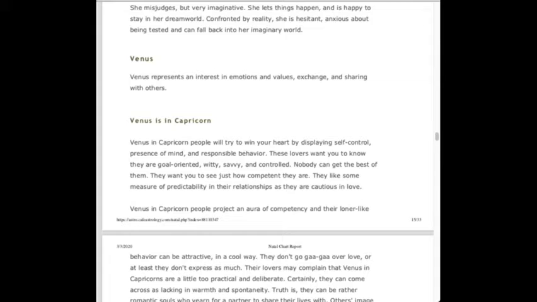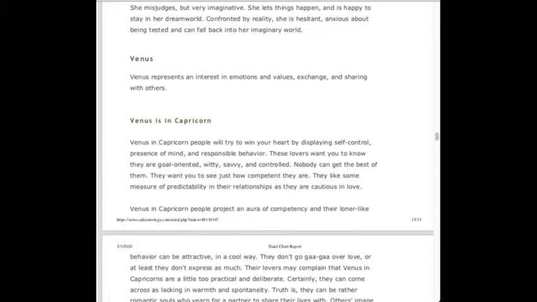Venus in Capricorn people will try to win your heart by displaying self-control, presence of mind, and responsible behavior. These lovers want you to know that they're goal-oriented, witty, savvy, and controlled. Nobody can get the best of them. They want you to see just how competent they are. They like some measure of predictability in relationships as they are cautious in love.